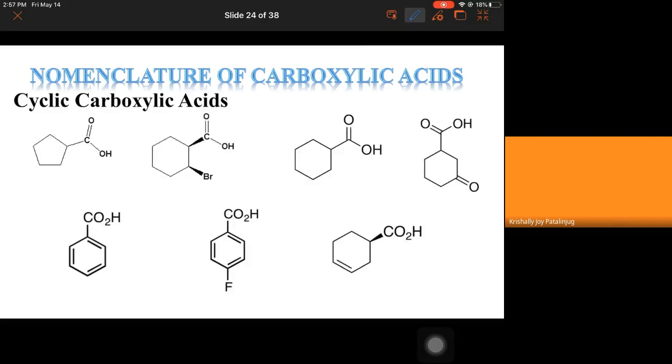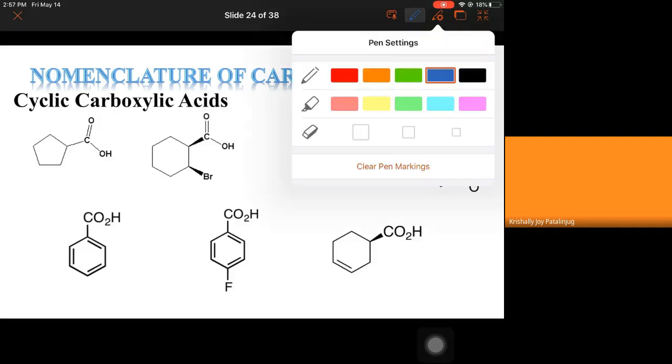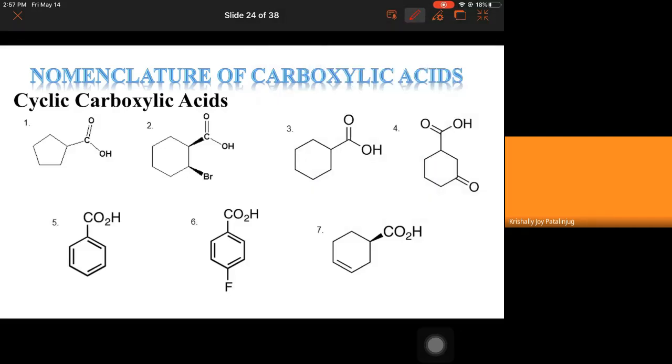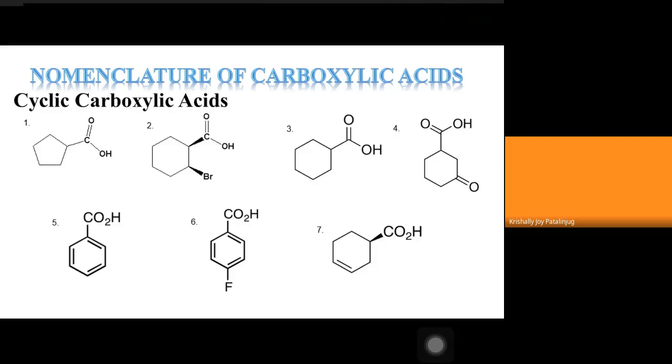If only one carboxylic acid is attached, you do not say 1-cyclohexanecarboxylic acid, no need. Okay? So in naming, what you will do is first identify the ring. You simply identify the ring. So this is cyclopentane, the ring is cyclopentane. Then add the suffix. What suffix do we use? For a cyclic carboxylic acid, "carboxylic acid." So cyclopentane, then the suffix carboxylic acid.